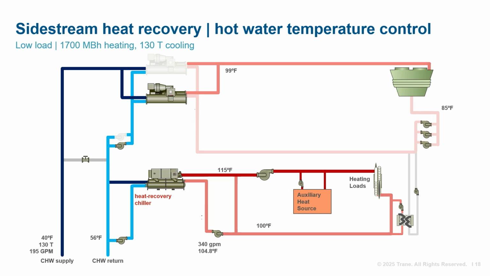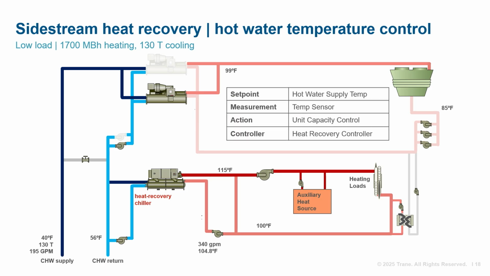Let's assume the cooling load is just 130 tons, and the current heating demand is 1,700 MBH. And we continue with the current deployment of leaving condenser temperature control at the heat recovery chiller. What happens? The heat recovery chiller produces the required 1,700 MBH at 115 degrees. However, its evaporator can only meet 109 tons at 240 GPM. Accordingly, the chilled water supply temperature is not met, and a cooling-only chiller is enabled at an inefficient load point. This is certainly less than ideal.